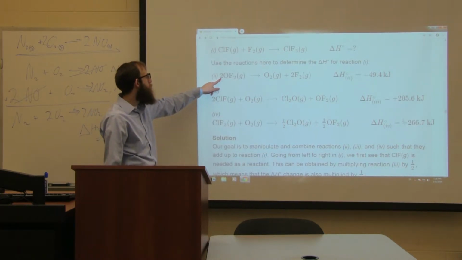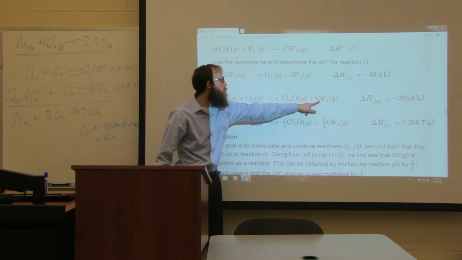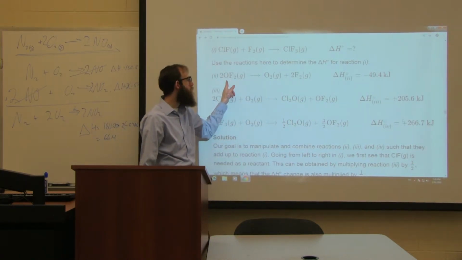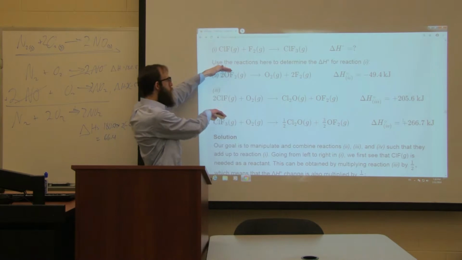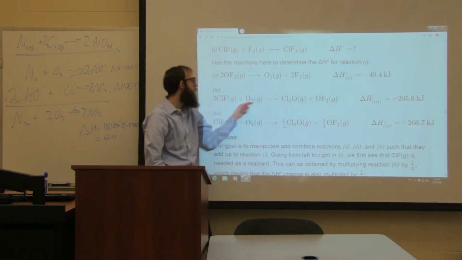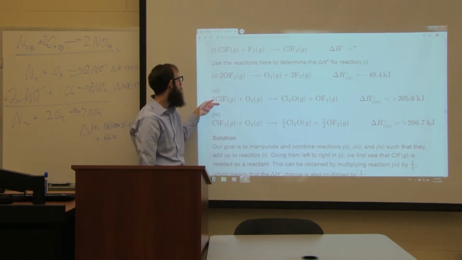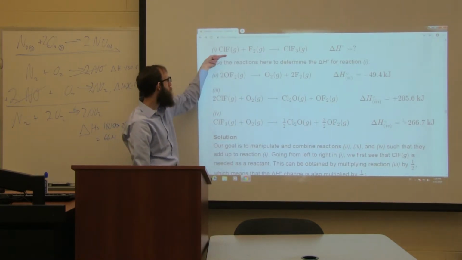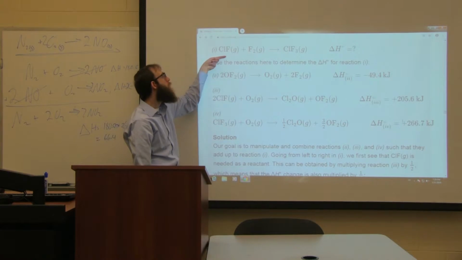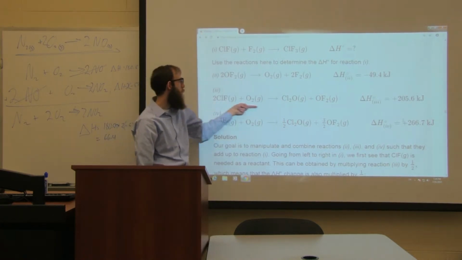Well, we have 2OF2 in this reaction, but we won't want that. But we see that we have OF2 over here. Well, we can get rid of these two when we add these equations together by multiplying this by 2. If we multiply this by 2, that will give us 4 of these. So that's not the way to go, because we only want one of those. But we can get one of these by dividing this by 2.